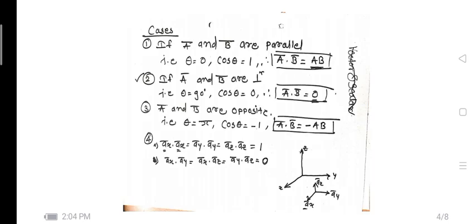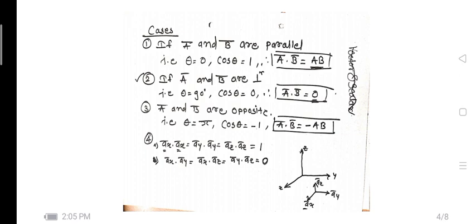Now there are three different cases we must understand. First one is if vector a bar and b bar are parallel. In that case, theta is equal to 0. That means they are making 0 degree angle with each other. So if the vectors are parallel, theta is equal to 0, cos theta is equal to 1, and hence a bar dot b bar is equal to ab.